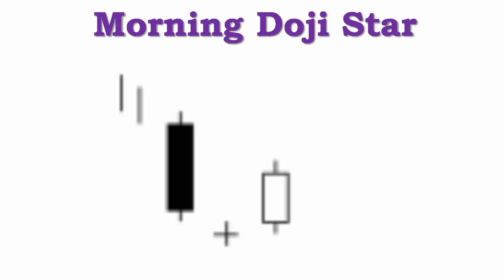Next candlestick pattern, morning doji star. A 3-day bullish reversal pattern that is very similar to the morning star. The first day is in a downtrend with a long black body. The next day opens lower with a doji that has a small trading range. The last day closes above the midpoint of the first day.